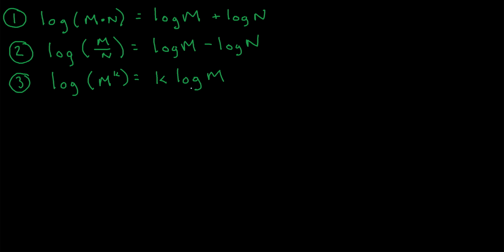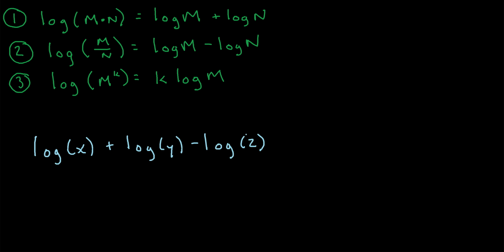So let's work through a few examples. Let's say we have log of x plus log of y minus log of z. How can we condense this logarithmic expression? Well, looking at rule number 1, we saw that if we have log of m plus log of n, that can be rewritten as log of m times n. So if we just focus on these first two terms right here, we can rewrite that as log of x times y.